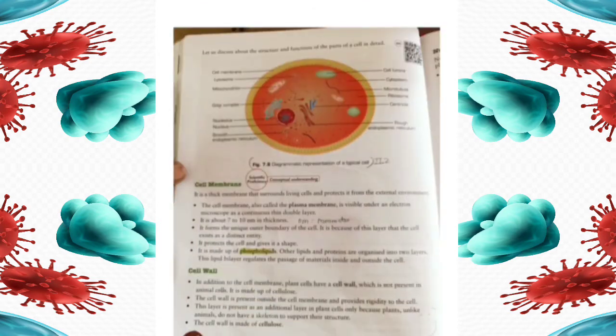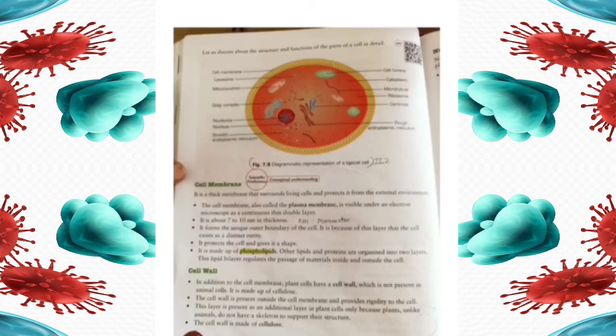So the diagram that they have given is basically of a typical cell. It is neither an animal cell nor a plant cell. Basically, it has all the features of both plant and animal. So the first component is your cell membrane. Cell membrane is the outermost covering which defines the cell, or you can say makes a single cell a separate entity, right? Also called the plasma membrane, right?